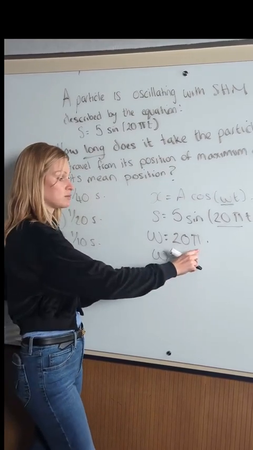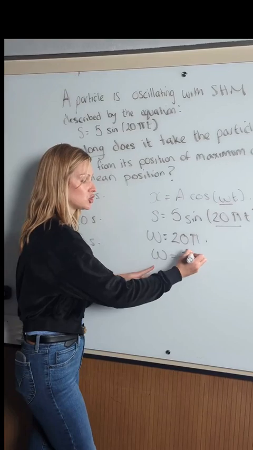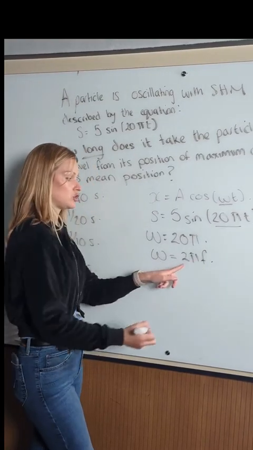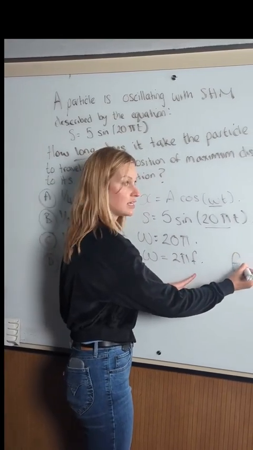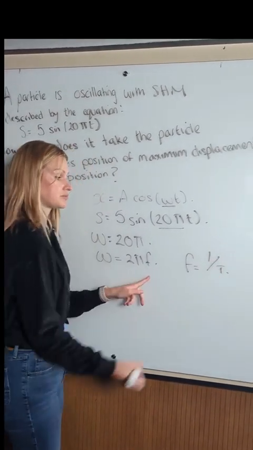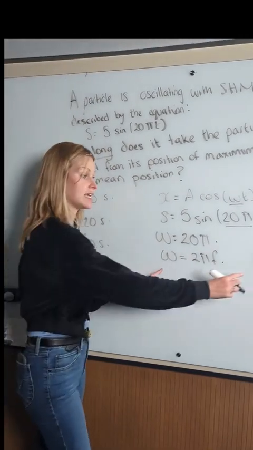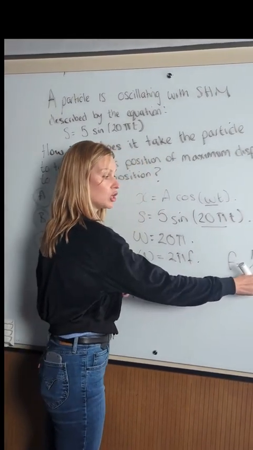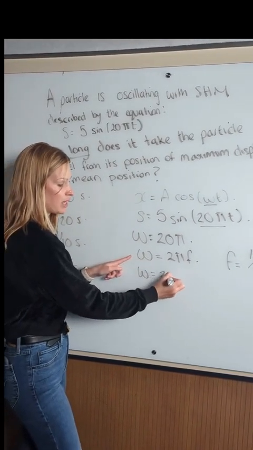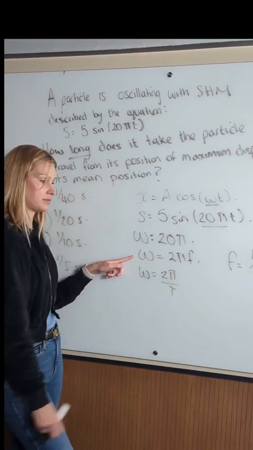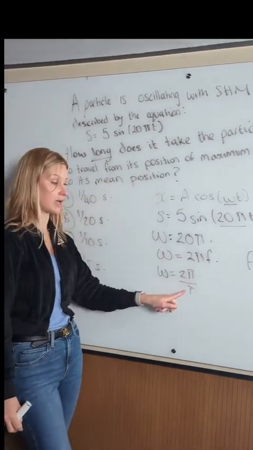So it's 20 times pi, and on the equation sheet that tells you it's 2 pi f, 2 pi times the frequency. I know from GCSE that frequency equals 1 over time. So I can change this equation to get the time, because that's the whole thing I care about, how long. So I can change this now to write W equals 2 pi over time. Okay, so I just make frequency 1 over time.